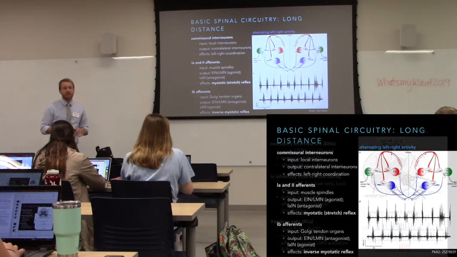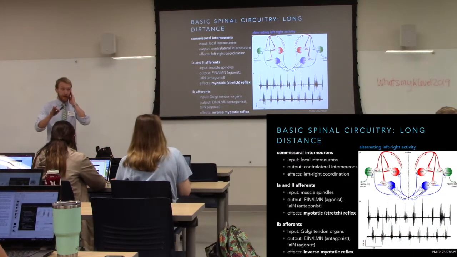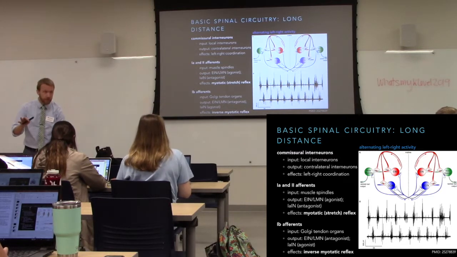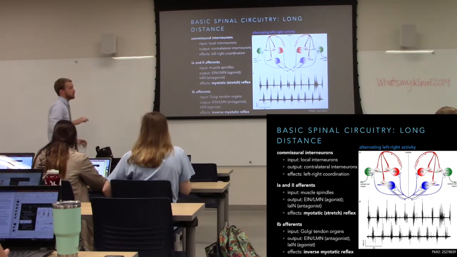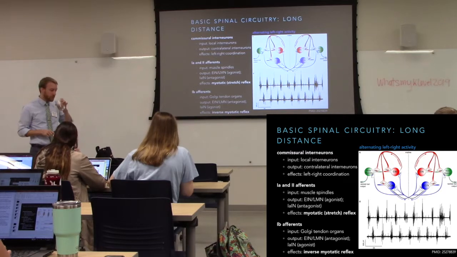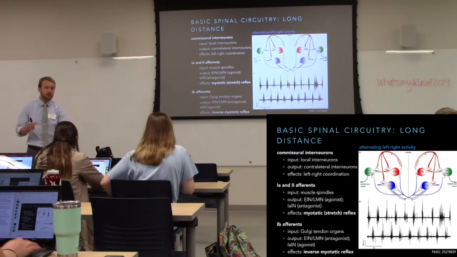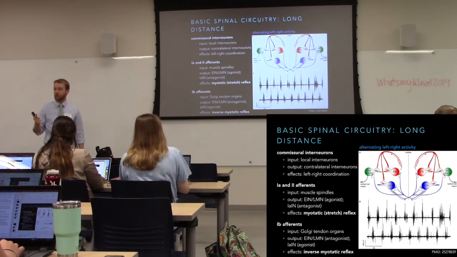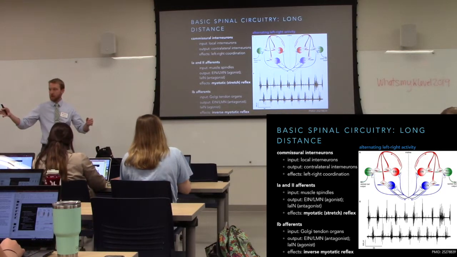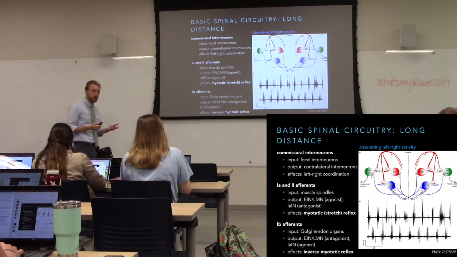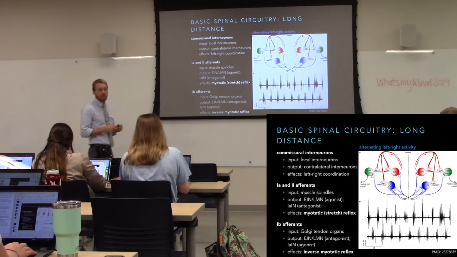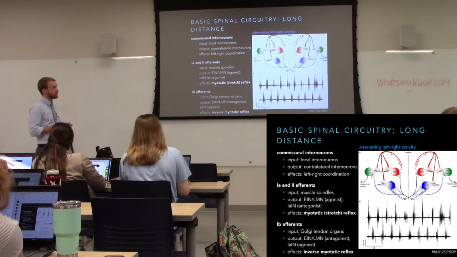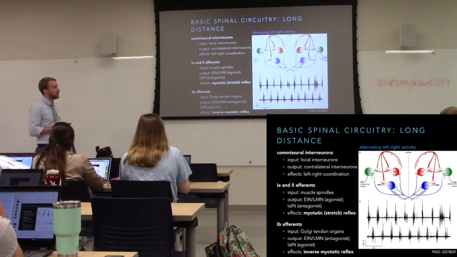We also have some more long distance circuits to consider, and some of these we already have. The only real new thing that we're adding this lecture would be our commissural interneurons. These are going to cross the midline. Now, rather than coordinating extensor and flexor activity, we're coordinating left and right. So that when we walk, one leg moves but not the other, as opposed to hopping. So the commissural interneurons are going to provide input from one side to the other. And they're going to affect the activity of these spinal pattern generators here.